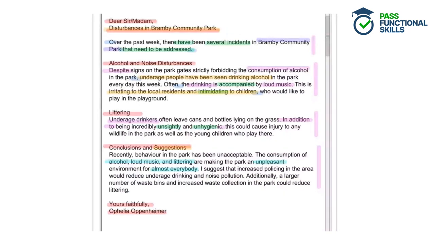So we've seen that this answer is really effective for a number of reasons. Not only is it formatted correctly using organisational features and formatting features that are appropriate for an email and a report, but it is also really well adapted to the audience and purpose that have been specified in the question. Spelling, punctuation and grammar are accurate throughout the answer, and this helps it to make sense and flow effectively.